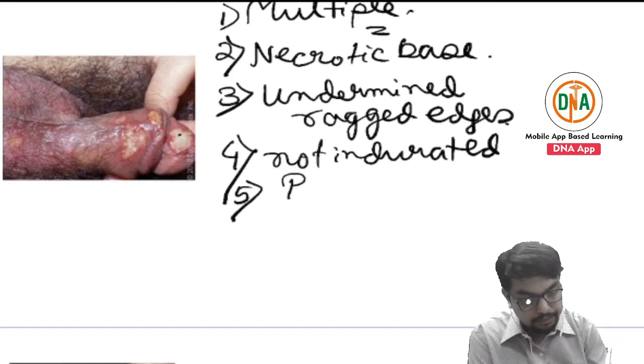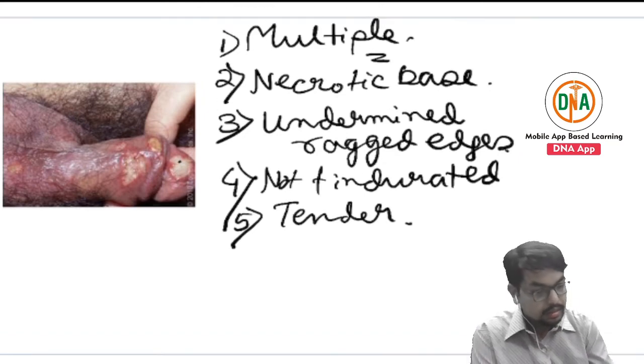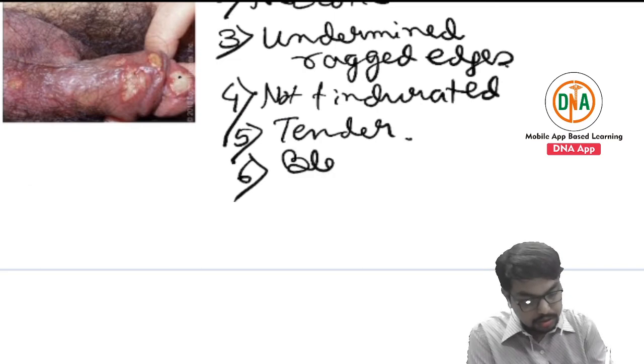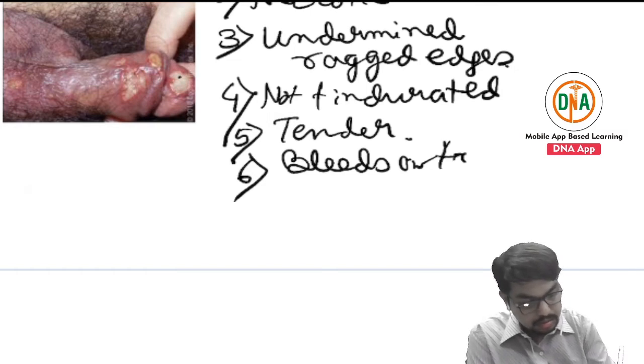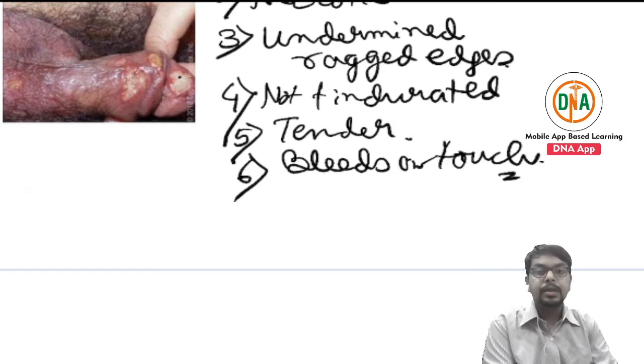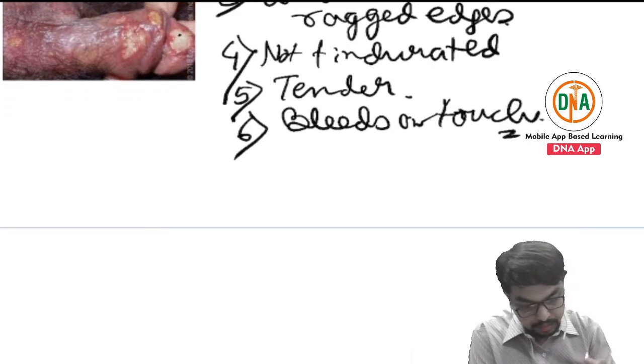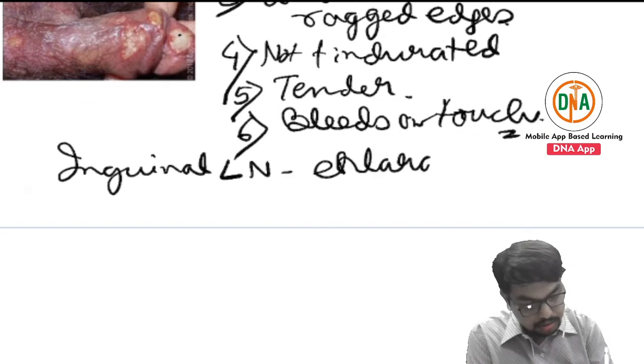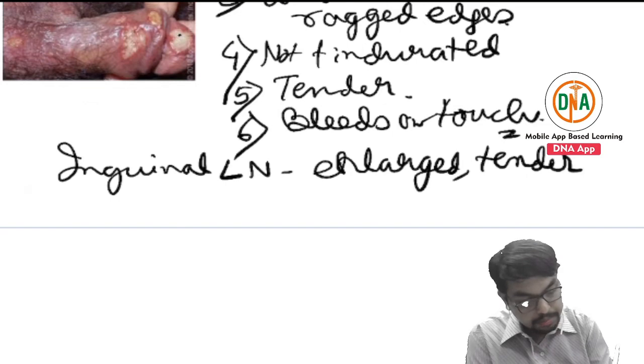They are painful, tender. In contrast to the ulcer of syphilis, it is a tender ulcer. Next, they bleed on touch. The syphilis ulcer doesn't bleed on touch, but this bleeds on touch. What about the lymph nodes? The inguinal lymph nodes are enlarged, tender. They are pus filled.